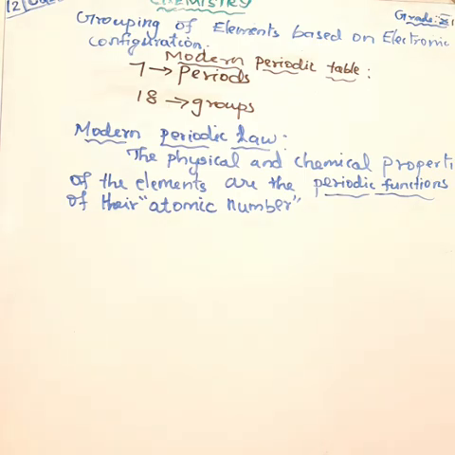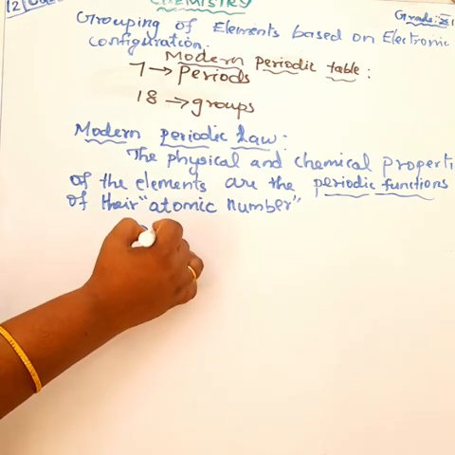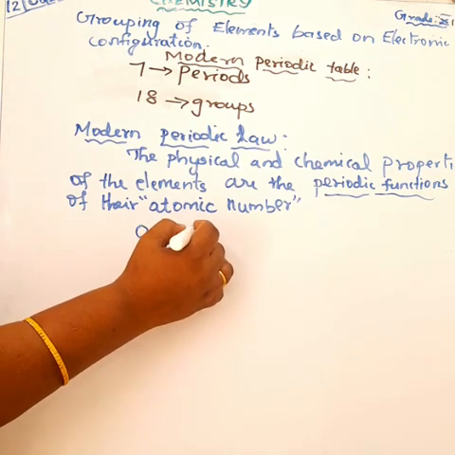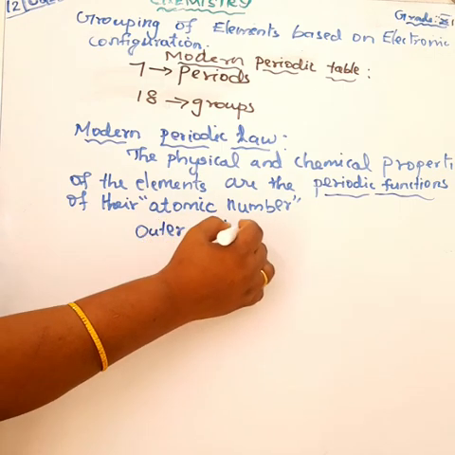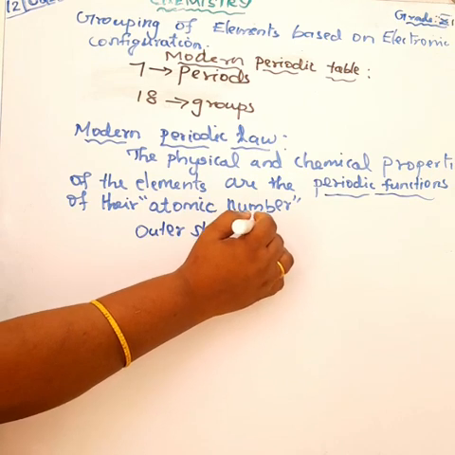Here, the placement of elements in the periodic table is closely related to its outer shell electronic configuration.